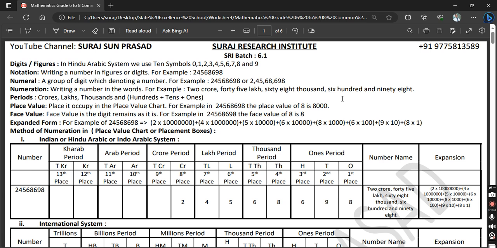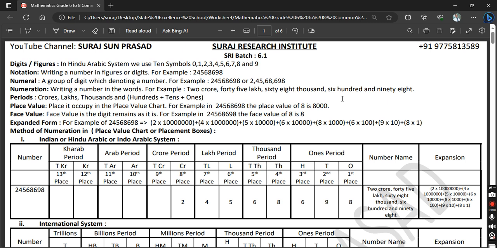Similarly, now let us move to the next, that is the notation. Notation means writing the number in figures or digits. For example, as you are able to see here, 2, 4, 5, 6, 8, 6, 9, 8 is written over there. Any type of number or figures we can note down.